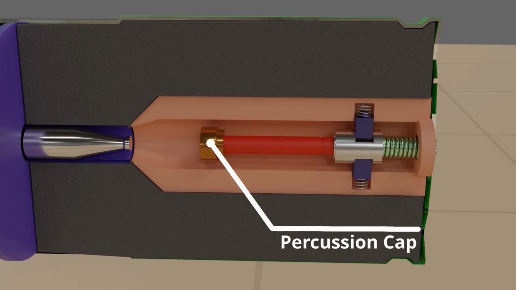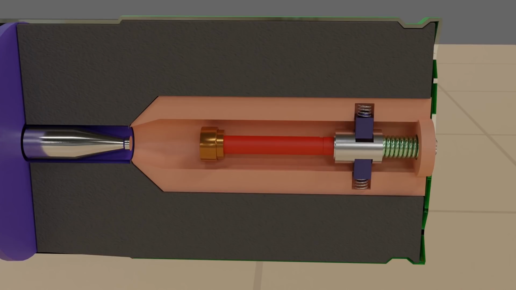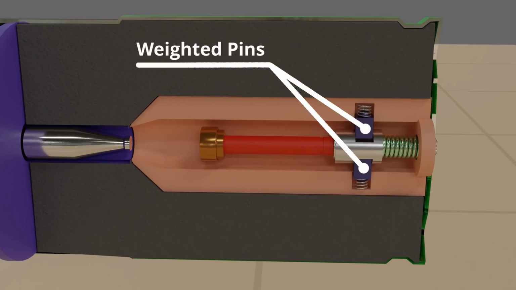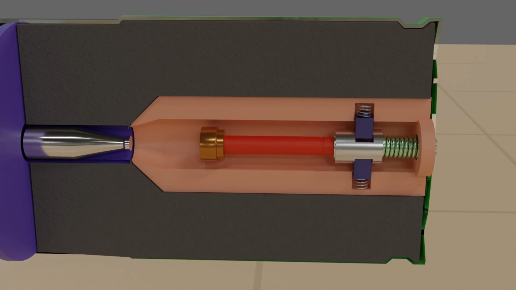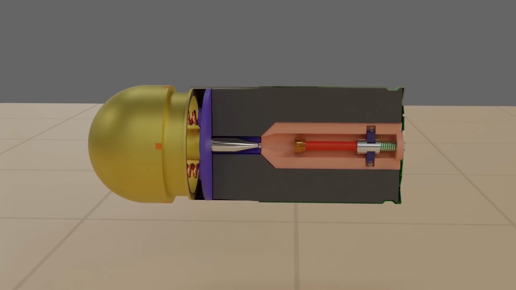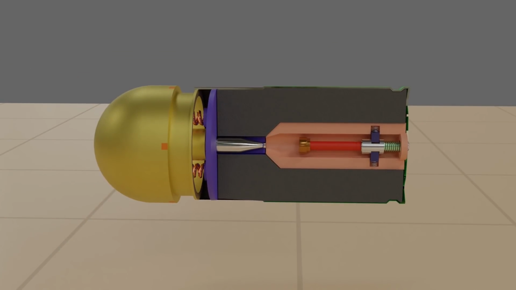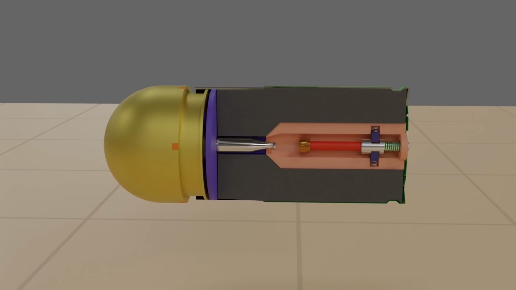This is the percussion cap. An accidental fall of this grenade might cause a blast. In order to prevent this, this weighted pin arrangement is made. Now the grenade is in an unarmed state. In this unarmed state, even if the grenade hits the ground, blast doesn't occur because the striker doesn't reach the percussion cap.